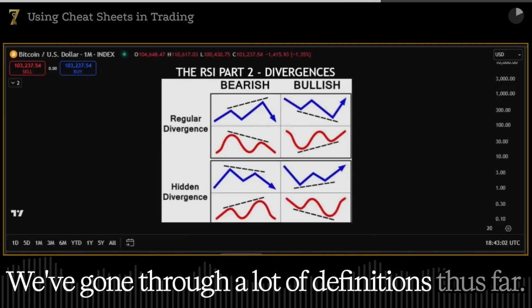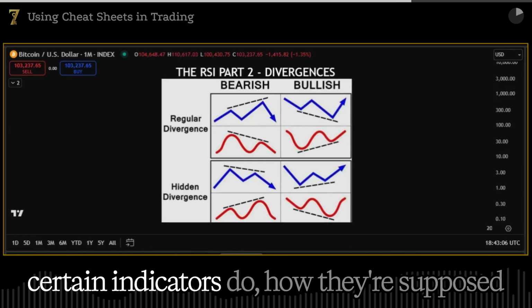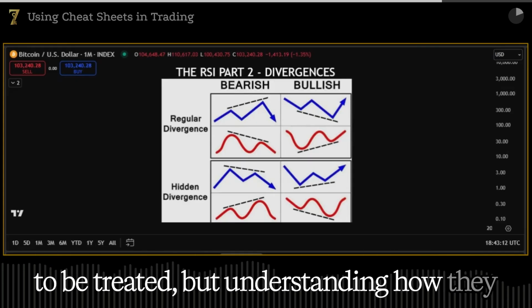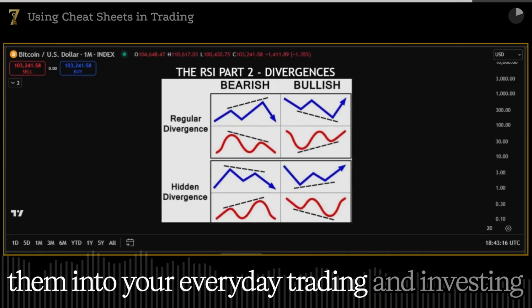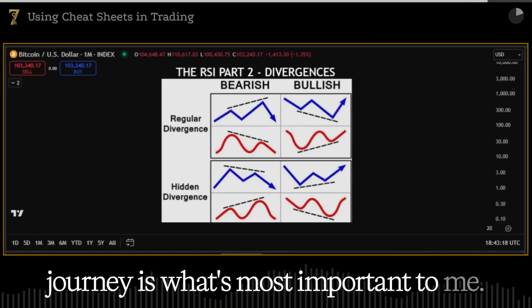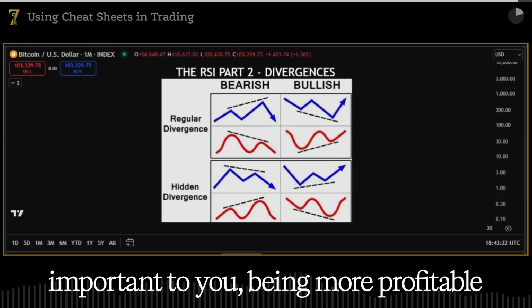We've gone through a lot of definitions thus far. We've gone through a lot of meanings of what certain indicators do, how they're supposed to be treated, but understanding how they work and how you can work them, incorporate them into your everyday trading and investing journey is what's most important to me. And it's obviously what's going to be most important to you, being more profitable and winning more and losing less.